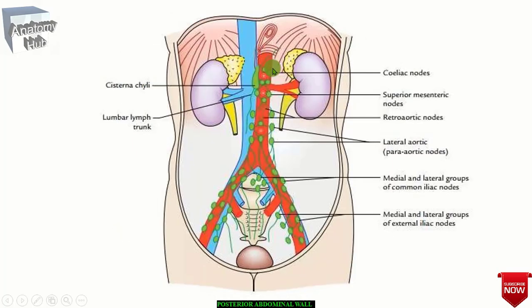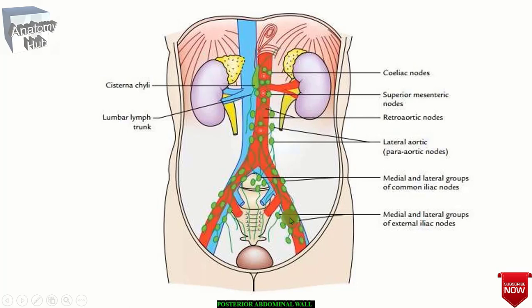Like that, you will find the lymphatic system also, the lymph nodes. These are actually located along the external iliac arteries, commonly present over here, and you will find these lymph nodes also present at the common iliac artery and the abdominal aorta. According to the presence of the arteries, the name is also given to these lymph nodes.